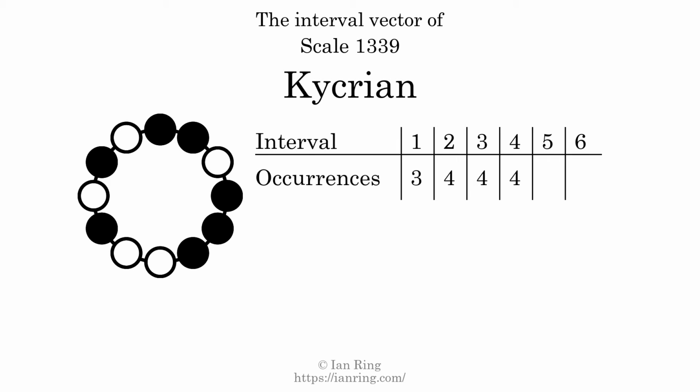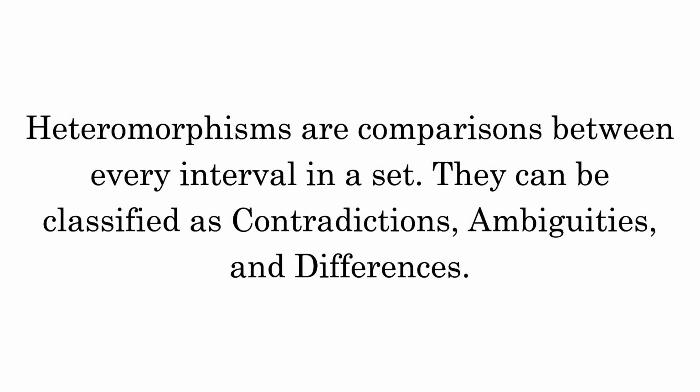There are 4 intervals with a size of 4 semitones. They are here, here, here, and here. There are 5 intervals with a size of 5 semitones. They are here, here, here, here, and here. There is 1 interval with a size of 6 semitones. It is here. Each interval does not appear in this scale a unique number of times, so this is not a deep scale.